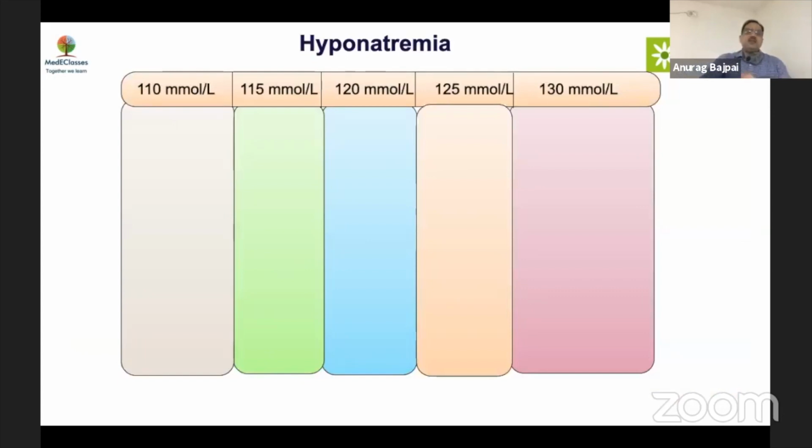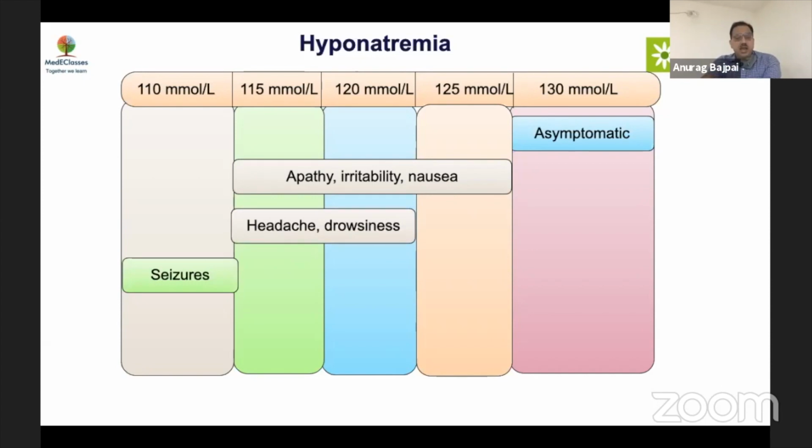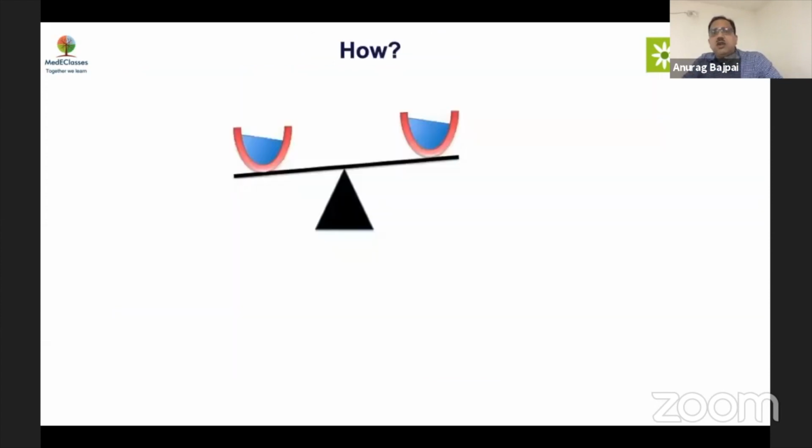Now, sodium manifestation will depend upon two things: how much is the sodium and how rapidly is it falling. So typically till around 125, 130, there are no symptoms. Then apathy, irritability, nausea will start appearing, headache, drowsiness around 120, and less than 110, seizures. So if you have these acute severe manifestations, this will be the time when you have to correct it immediately, and you have to be careful about it. Rate of fall is very important.